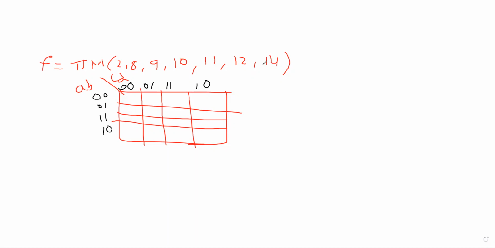0, 1 in the second position, and in the 8th position, 9th, 10th, 11th, 12th, and 14th position. Okay, 2, 8, 9, 10, 11, 12, 14. Now I can form a quad like this, and I can form another quad like this. I can also form a quad like this, and there is only one chance for me to form a pair like this.